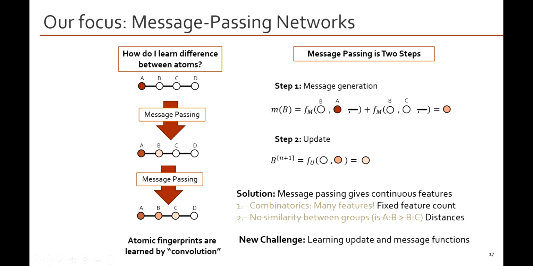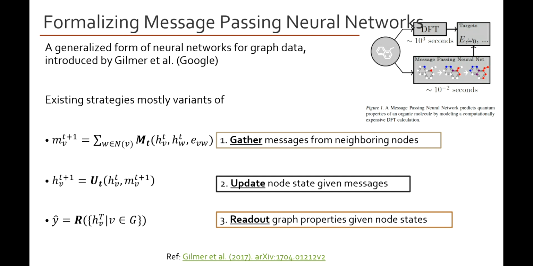The trick with message passing neural networks is that neural networks are very good at learning these kinds of arbitrary functions. So I can use neural networks to learn good message passing functions that create features that are actually relevant to a particular problem of interest. So going on from this cartoon picture, there's been a lot of work on actually generalizing these notions of message passing networks as mathematical functions.